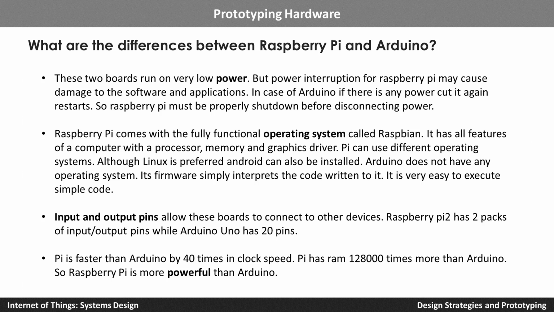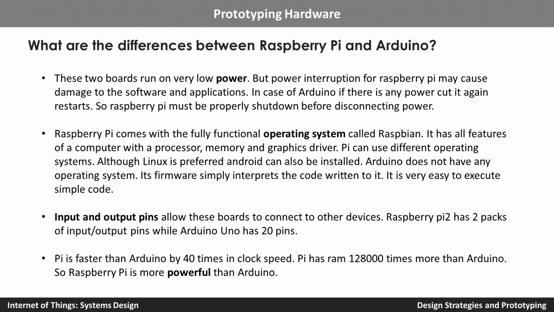Both Raspberry Pi and Arduino run on very low power compared to a traditional computer. But the difference is Raspberry Pi has an operating system, so you cannot just plug it off. If the power is interrupted, the Raspberry Pi could get damaged in terms of software, with the file system getting corrupted. In Arduino, if there's a power cut, it will just restart.